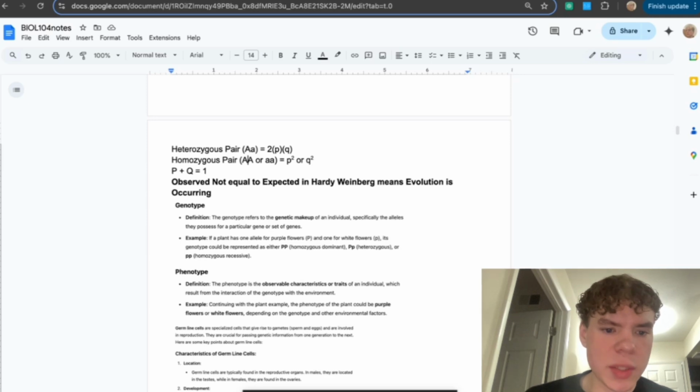Yeah, so heterozygous pair, homozygous pair. Observed not equal to expected in Hardy-Weinberg means evolution has occurred. Yeah. So there I just explained genotype.